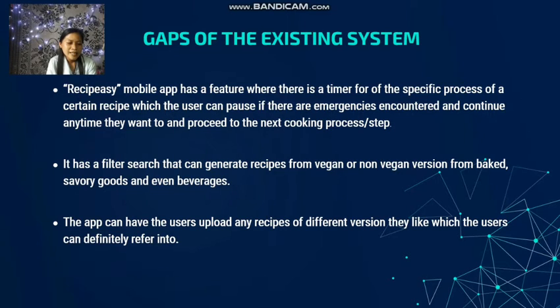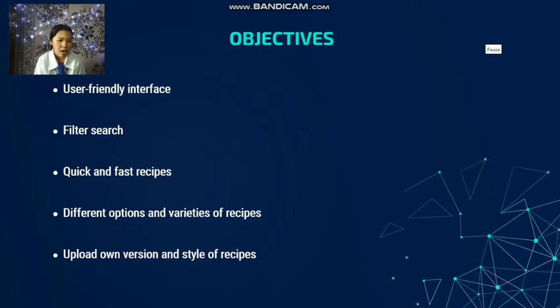It has a filter search that can generate recipes from vegan or non-vegan versions, from baked and savory goods, and even beverages. The app can have the users upload any recipes of different versions they like, which the users can definitely refer to. These are the objectives of mobile app Recipeasy's Wireframe.